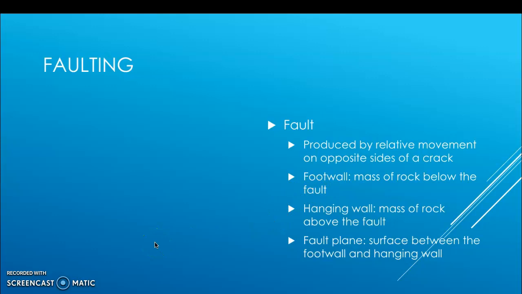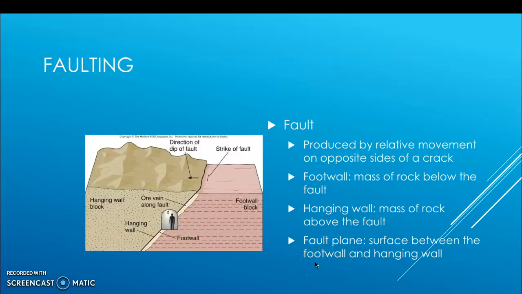So this is going to be relative movement, opposite sides. You have a hanging wall and you have a footwall. The footwall is below the fault, the hanging wall is above the fault, and we have that fault plane, and that's between the hanging wall and the footwall. So we have different kinds here.